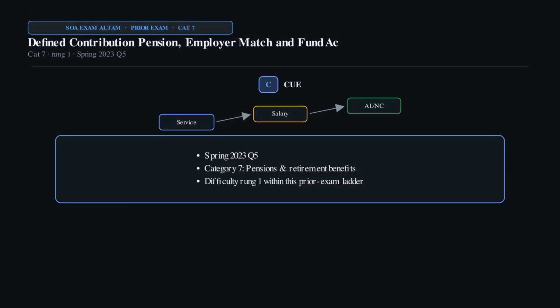Spring 2023 Question 5. This sits in Category 7, Pensions and Retirement Benefits, difficulty rung 1 on the prior exam ladder. Recognition question: DC fund or DBAL/NC with TUC/PUC and overlays.